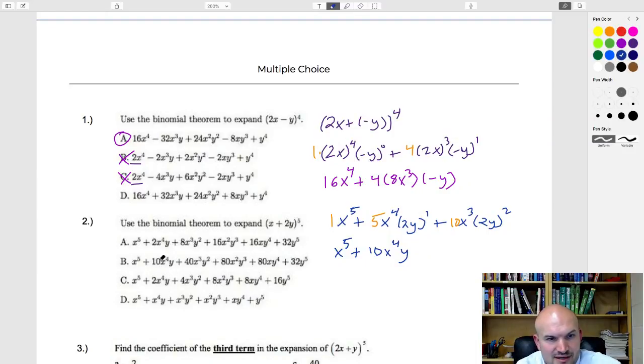Well, actually, second term, no, never mind. We didn't need to do that. The second term, these ones are unique. So guess what? I got my answer right there. Done.